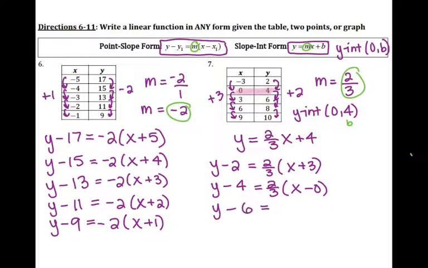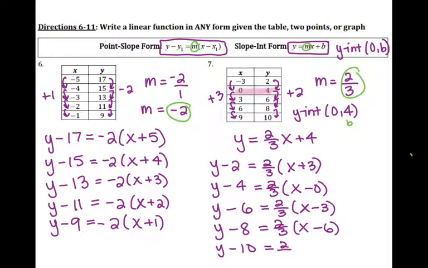y minus 6 equals 2/3 x minus 3. And again, I'm just going through every single point on my table to show you all of the possible answers. My next point is 6, 8. So I have y minus 8 equals 2/3 x minus 6. And then finally, y minus 10 equals 2/3 x minus 9. So for number 7, we have 6 different possibilities. And that was because it gave us the y-intercept, so we were able to write it in slope-intercept form.